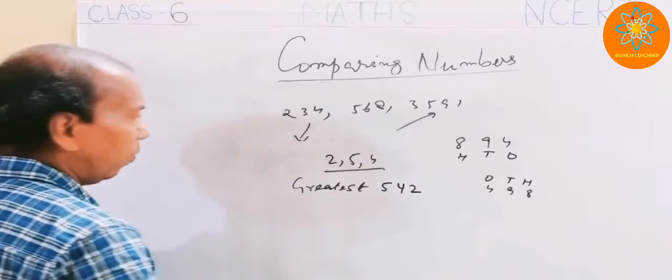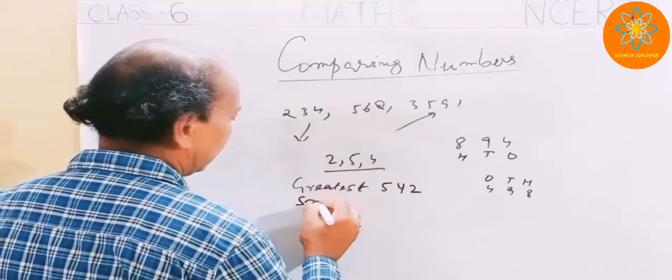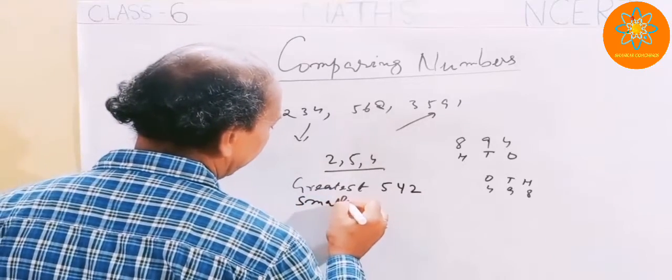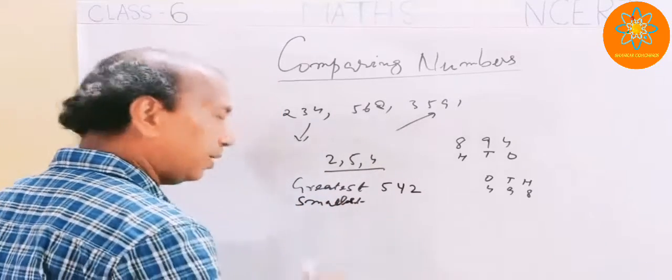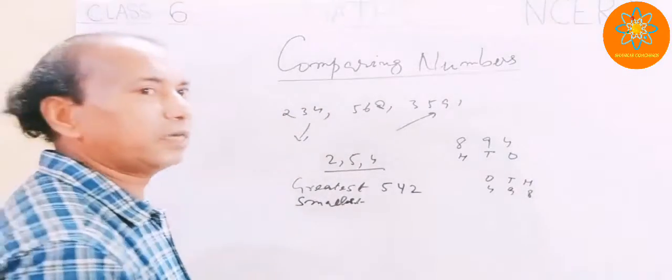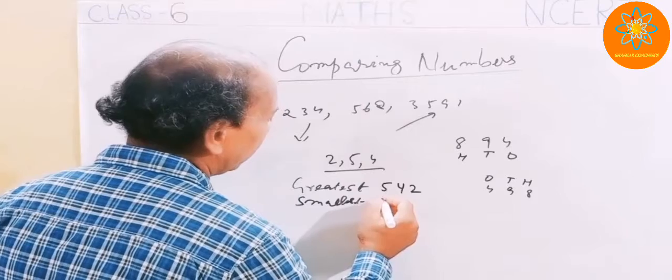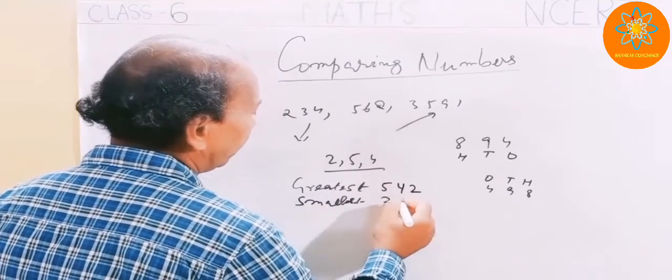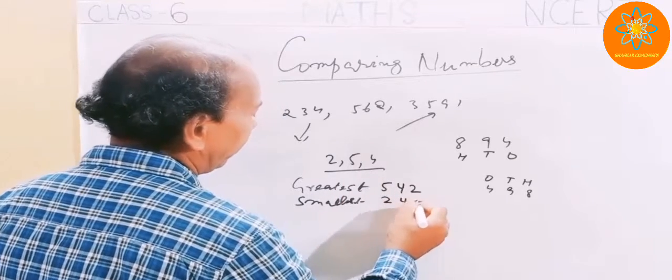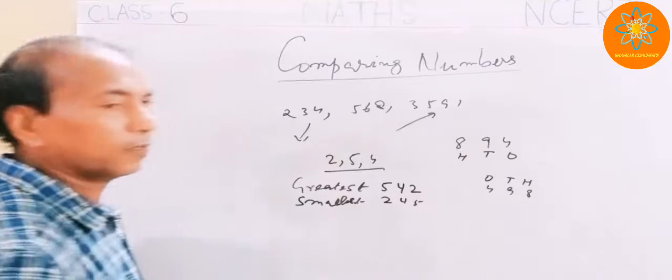Now, what is the smallest one? For the smallest number, we will start from the smallest digit. So this digit will be 2. Then after that we have 4, and then after that we have 5. So this is the smallest one.